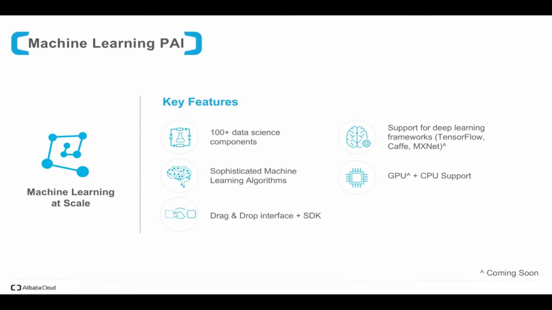The second product is PAI, also called Platform for AI. It is the machine learning product from Alibaba Cloud. It has 100 plus data science modules pre-built in it and a catalog of 30 plus machine learning algorithms. A cool drag and drop interface enables you to create rapid experiments and deploy them. And it will soon support deep learning frameworks like TensorFlow, Caffe, MXNet, and so on.